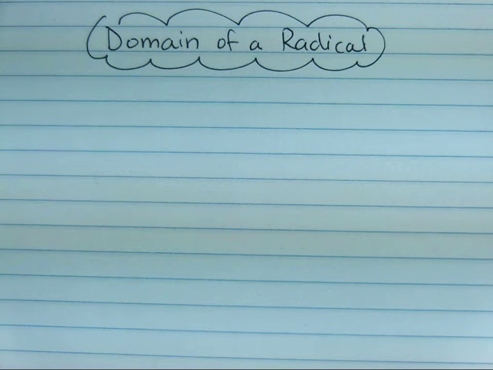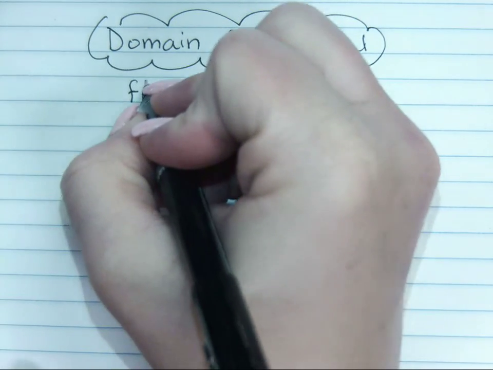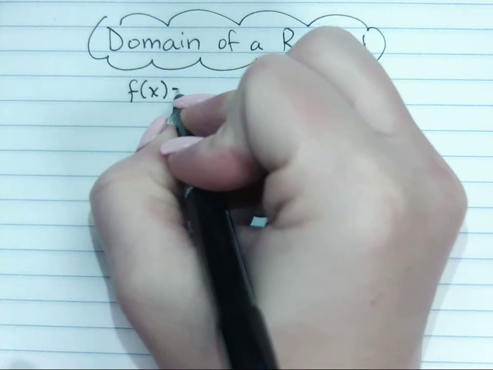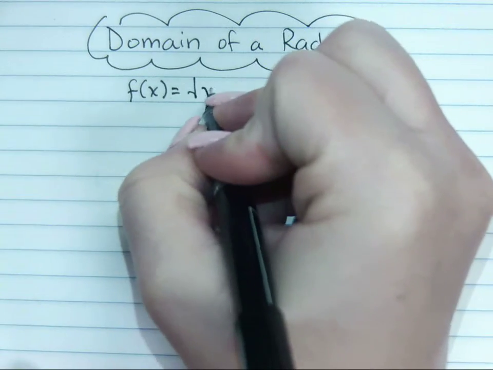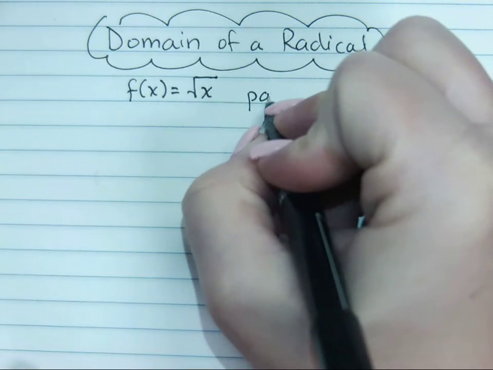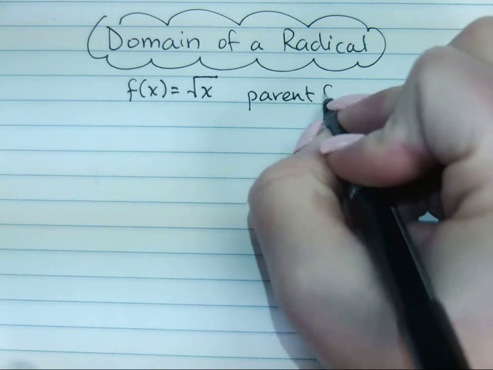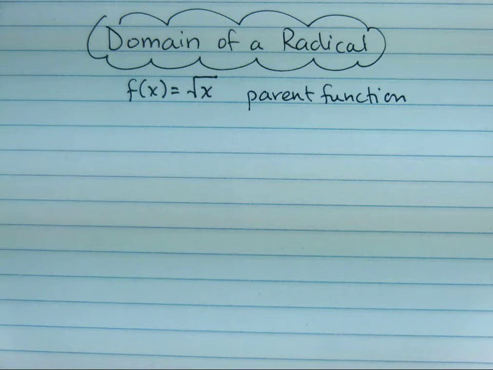So let's talk about radical functions in terms of what they look like. Remember a function, f of x. What I'm going to do is write this as the square root of x. This is called my parent graph, or my parent function. That means it's the most basic square root function, and then everything else can happen to it.